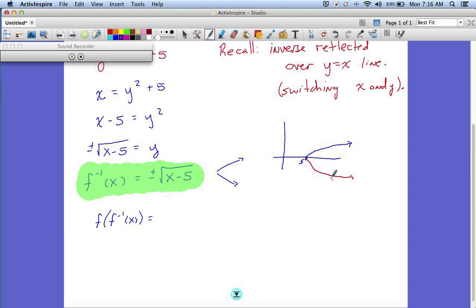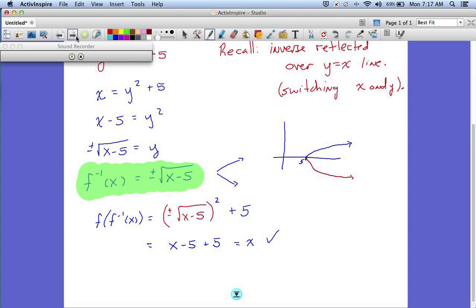So that's why I've split into two separate pieces, a positive root x minus 5 and a negative root x minus 5. For our composition purposes, it doesn't matter if we choose plus or minus, so I'm actually going to write them both in there. So the square root of x minus 5 squared, right, because we're plugging back into the x squared plus 5. If I square a square root, I get x minus 5. The square root and the squares cancel out. And plus or minus, it doesn't matter because my result's going to be positive anyway. So I get x minus 5 plus 5, which equals x. We have confirmed that indeed it is an inverse.